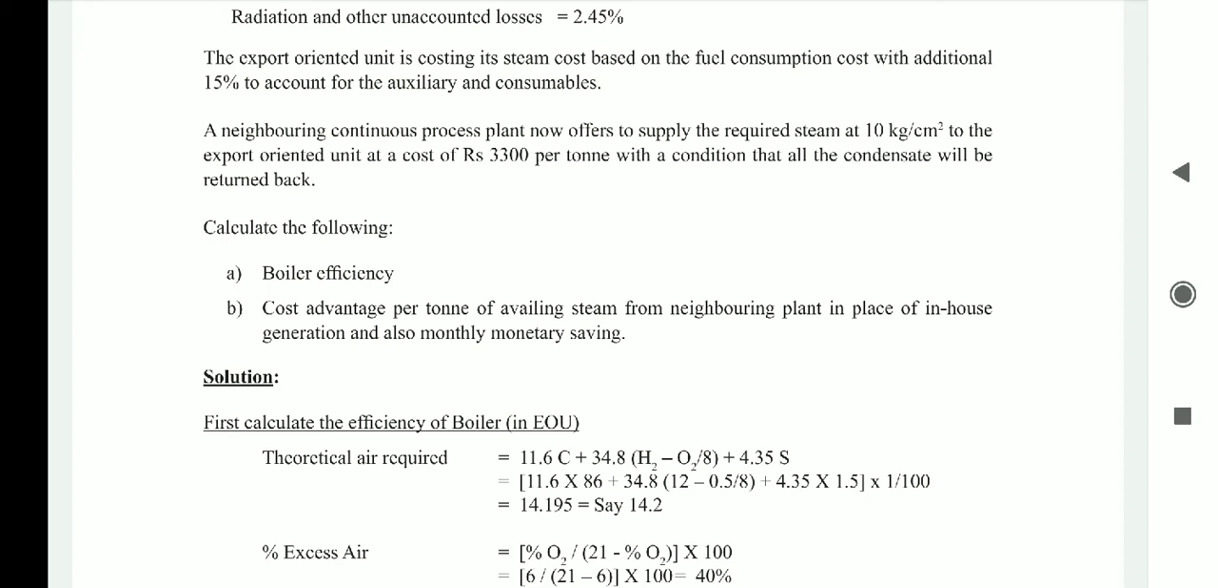Then calculate the following: A. Boiler efficiency. B. Cost advantage per ton of availing steam from the neighboring plant in place of in-house generation, and also the monthly monetary saving. It is a very interesting problem.